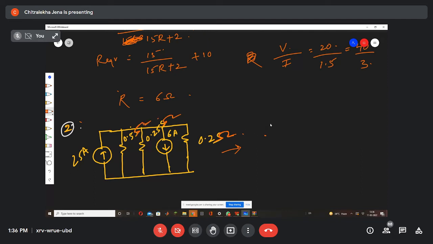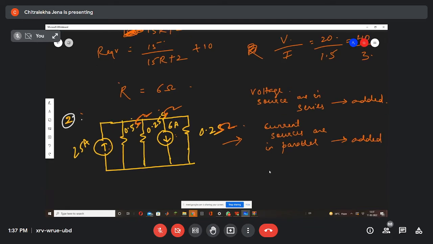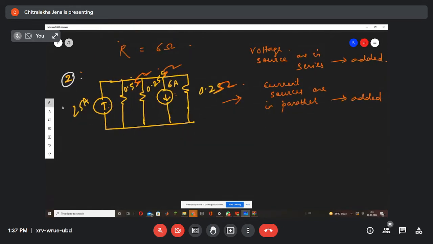In this circuit, can I add these two current sources? Remember that when voltage sources are connected in series, they are added. Got it? When current sources are connected in parallel, they are added. You know this or not? Yes, ma'am. So when current sources are connected in parallel, we can add them.